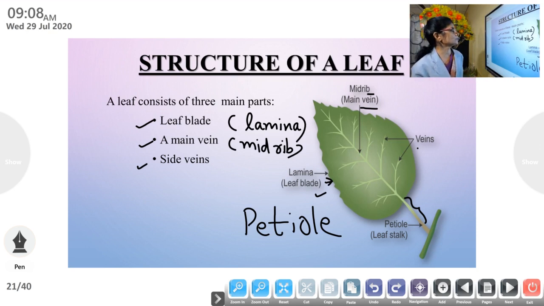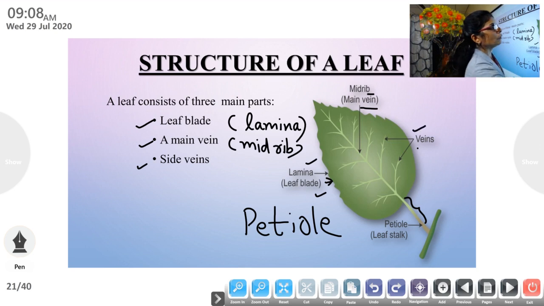Then listen. What are the main parts of a leaf? Leaf blade or lamina, main vein or midrib, and side veins. Understood?